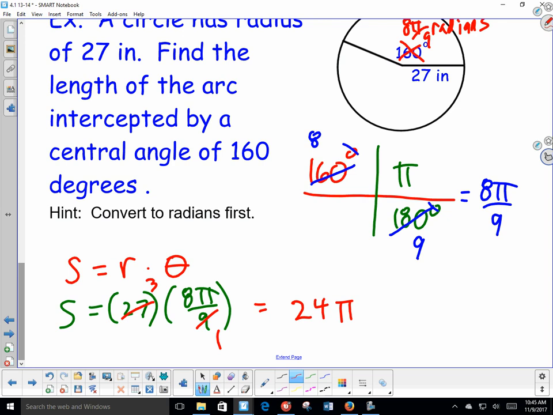Inches. I hear radians, I hear inches. Since we already have radians, it's the length. Arc length is going to be a linear unit, and it's always going to match the radius unit. So if the radius was given in inches, our arc length is going to have to be inches. So it's 24 pi inches. Are we okay with this? Yeah. All right. And if you wanted to get a decimal, you could do 24 times 3.14159.